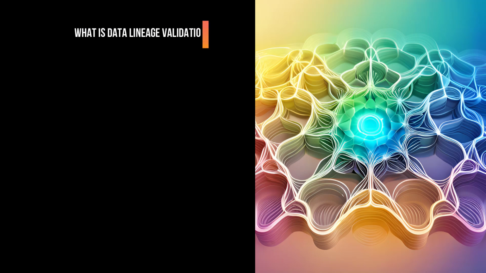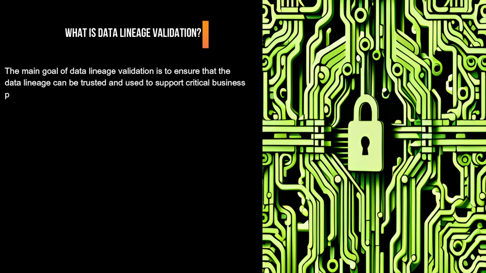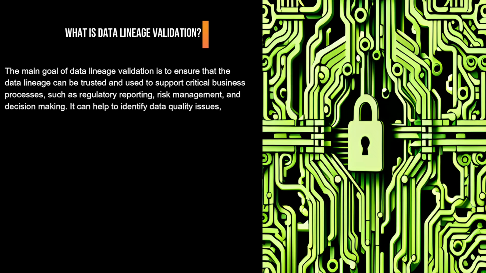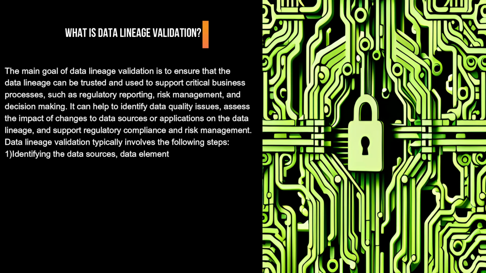What is data lineage validation? The main goal of data lineage validation is to ensure that the data lineage can be trusted and used to support critical business processes, such as regulatory reporting, risk management, and decision-making. It can help to identify data quality issues, assess the impact of changes to data sources or applications on the data lineage, and support regulatory compliance and risk management. Data lineage validation typically involves the following steps.